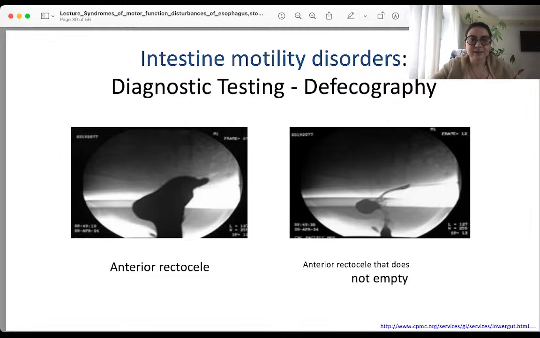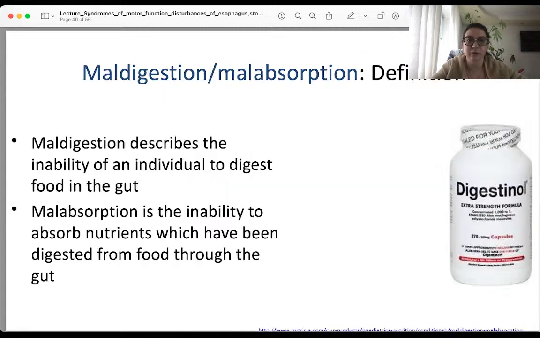One more method, it is also an X-ray method, we name it defecography. With contrast, we see on the first picture an anterior rectocele, and on the second picture, after time, after the test with drugs, we see that this anterior rectocele does not empty according to movements of the bowel.